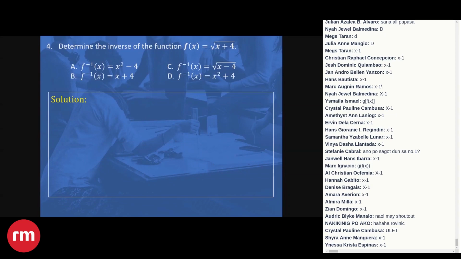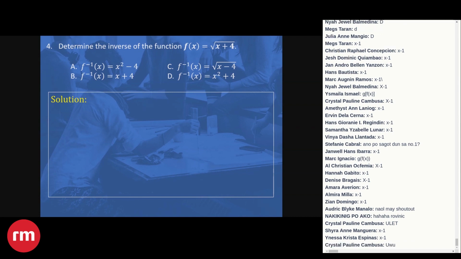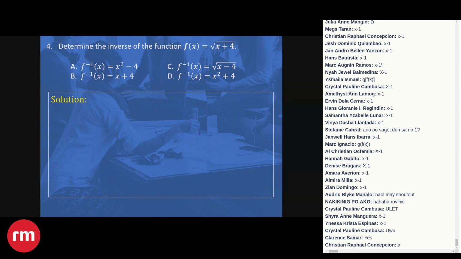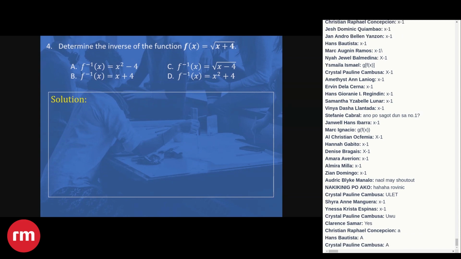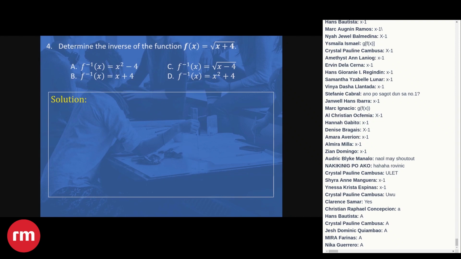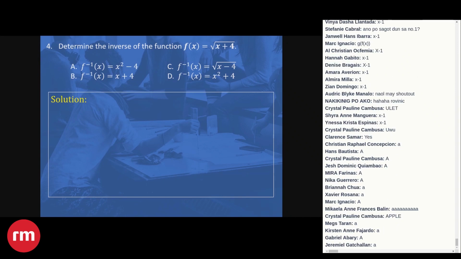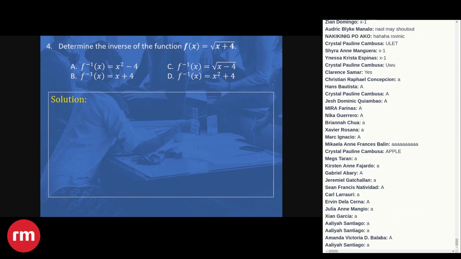Okay, so let's proceed. For number 4, we want to get the inverse of the function defined by the square root function, square root of x plus 4. So obviously, since we are getting the inverse of the function, I think it's intuitive na ang inverse ng square root ay quadratic. So it can be A or D. Okay, so ang opposite ng operation ng square root ay getting the square. So we are expecting a quadratic function for the inverse of a function. So we just have to choose between A and D.